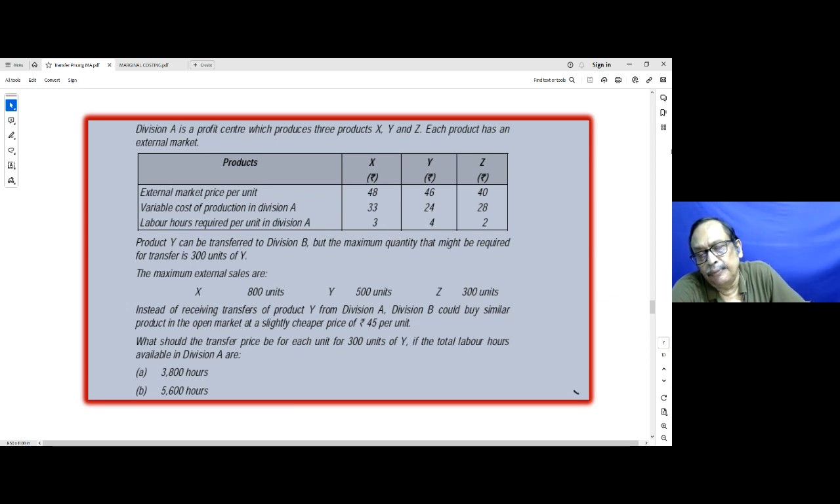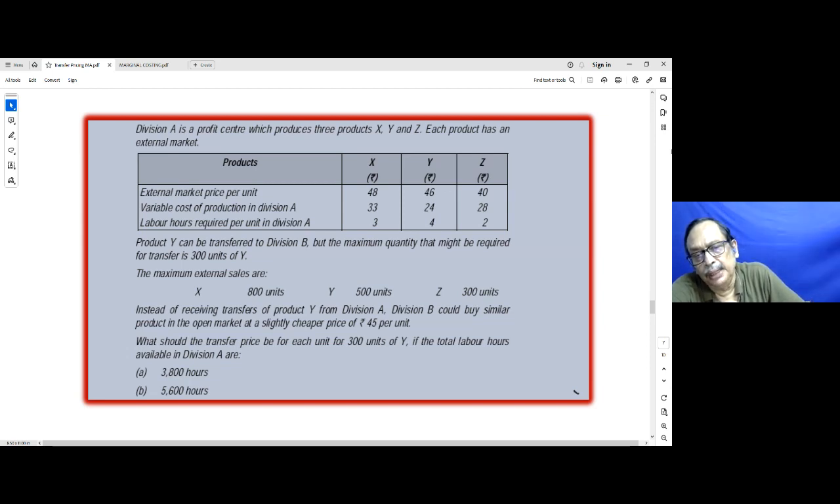So, if division B's manager is not willing to get the 300 units of Y transferred from division A, the manager of the division can purchase the product externally at rupees 45 per unit. It is given in an open market at a slightly cheaper price of rupees 45 per unit. Okay, that is, division B can purchase it.